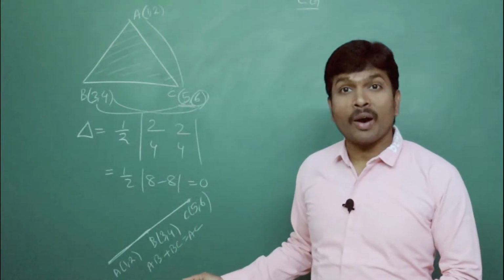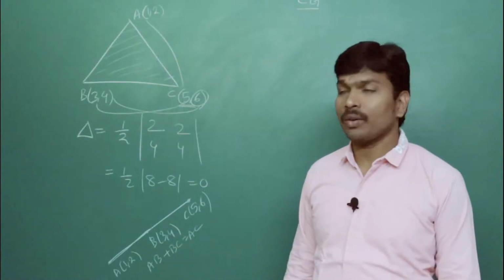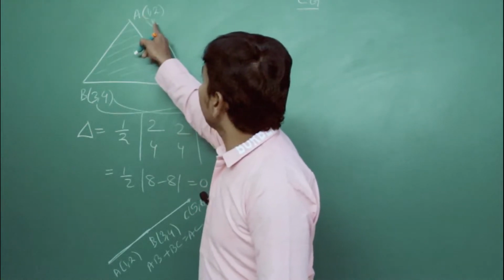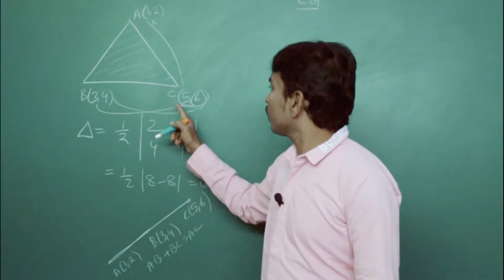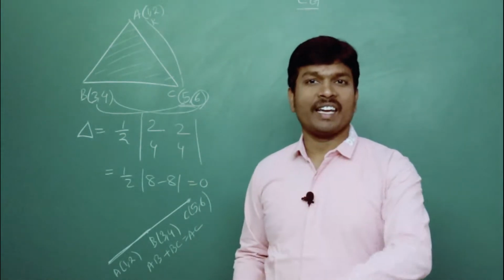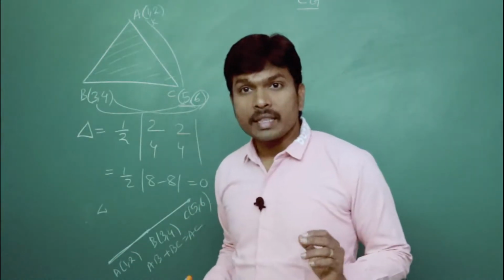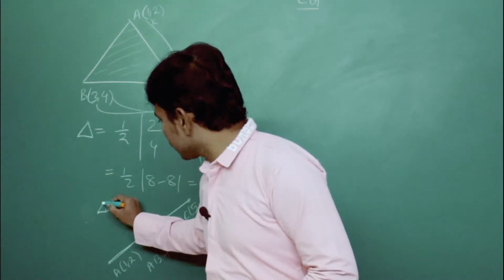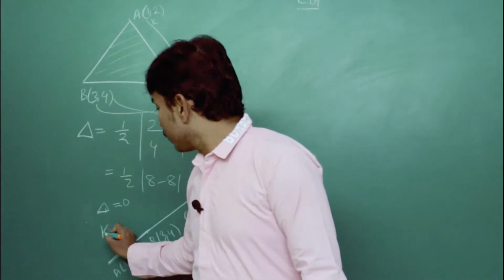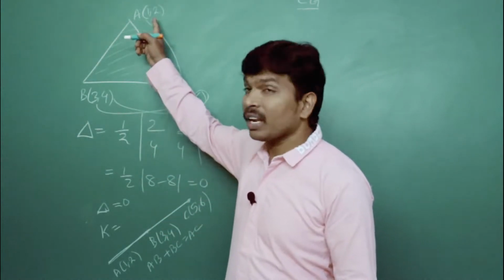And how to frame one more problem with the help of these vertices? Guess it. In the previous one we have done, no? Like that, what will we do? Just take it as K. A (K, 2), B (3, 4), C (5, 6) are collinear points, find K. Are collinear points means the area of the triangle is 0. That's why we have to take area equal to 0 and use the same formula. You will get the K value. Can you think what K value you will get? Yes, K value is 1.